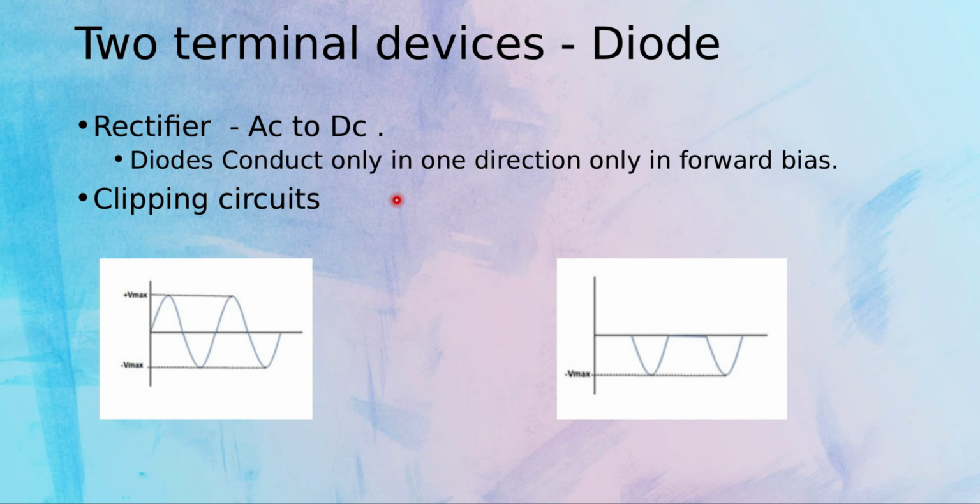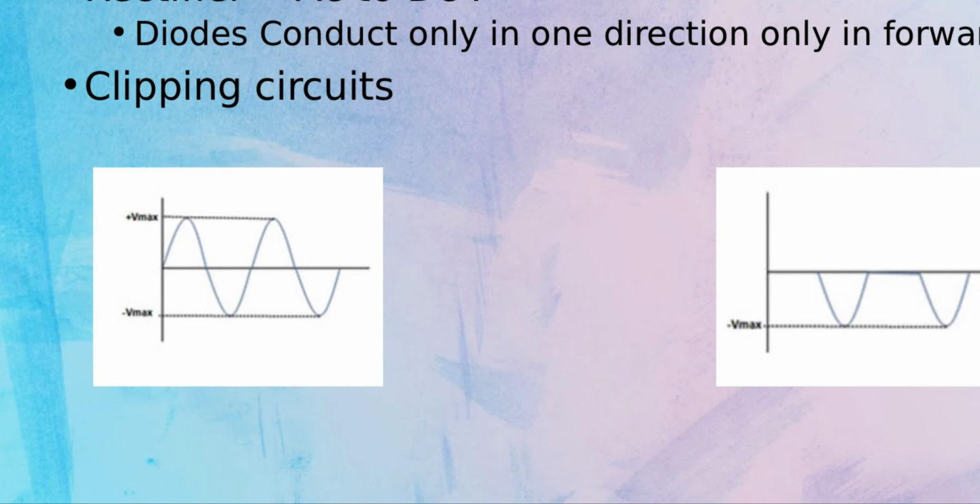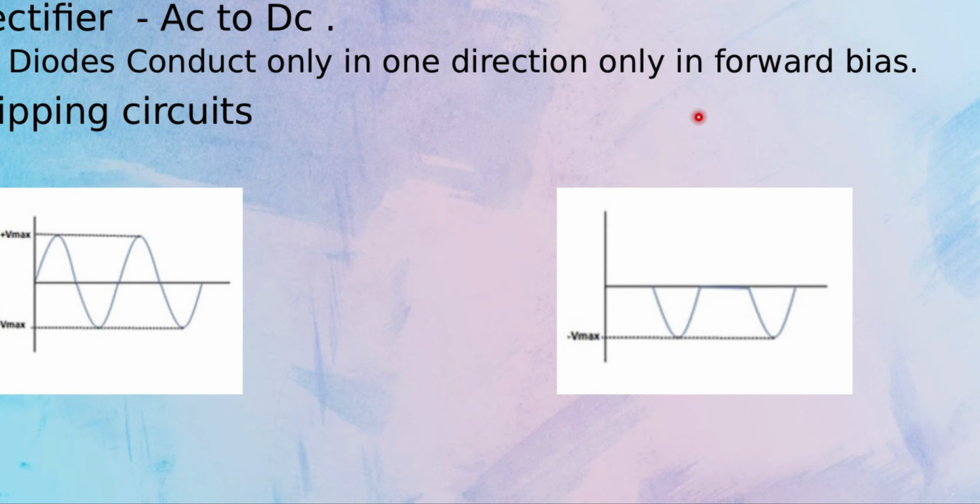The clipper circuit is used to cut off the voltage beyond the preset value without disturbing the remaining part of the input waveform. Now let me zoom in on this picture to show what a clipping circuit does. So we have this part of the waveform being clipped by this clipping circuit by the use of a diode without altering the original waveform.